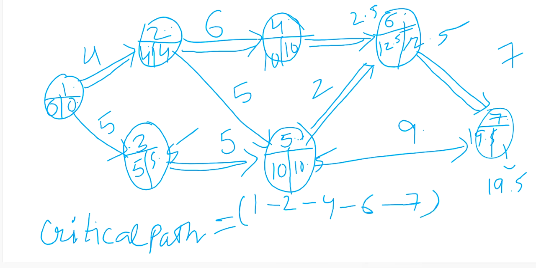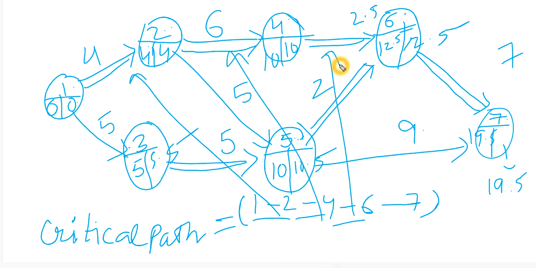Now, if you see, this critical path has all the activities which are already crashed. 1 to 2 is crashed here, 2 to 4 is crashed, 4 to 6 is crashed, and 6 to 7 is already crashed. So here we are done with the question, but the final step is to update the cost sheet. So I'm moving forward to update the cost sheet first.